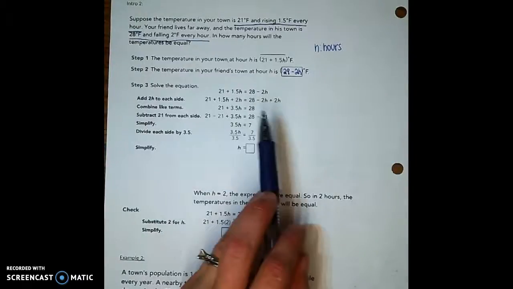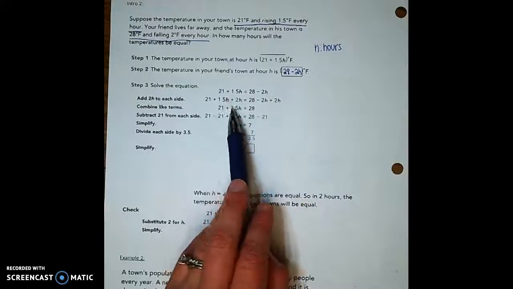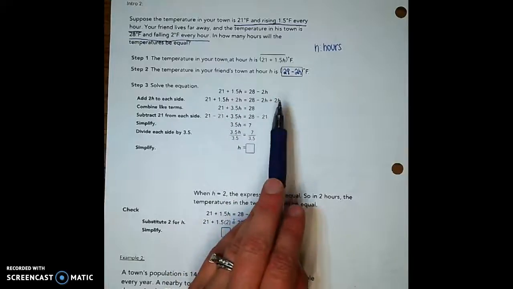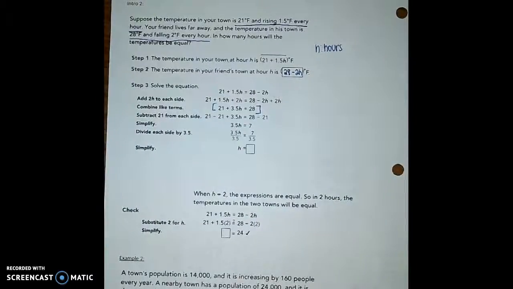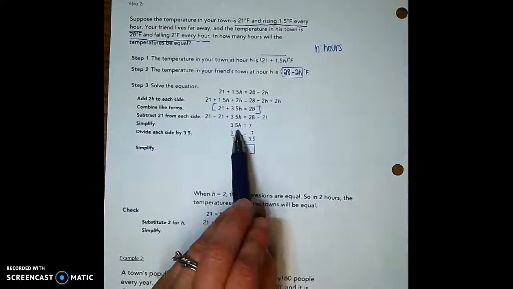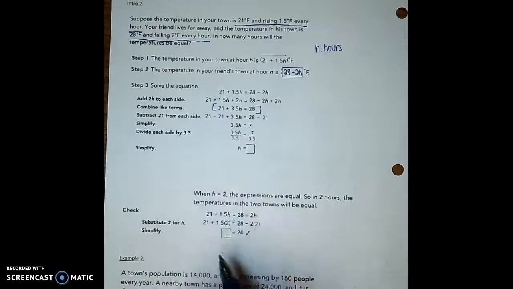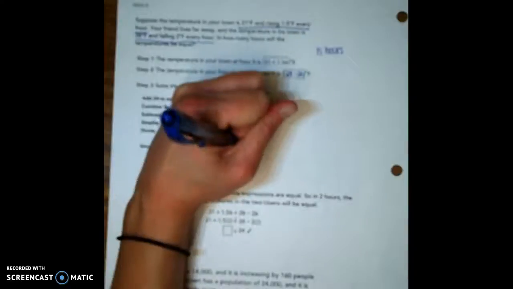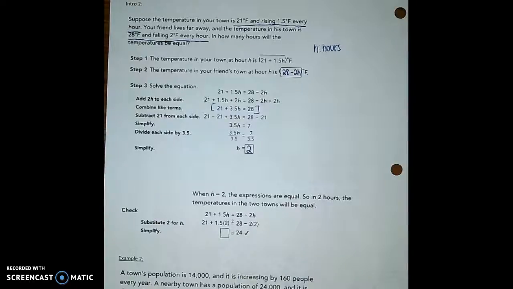Now just like with the other examples, you see if you can simplify anything on either side. You can't. So we end up adding 2H to both sides to get rid of the variable on the right side, move it to the left. And now I have this two-step equation once I get my variables on the same side. Then once I'm solving, I know I need to get rid of 21, so I take away 21 from both sides. That gives me 3.5H equals 7. And then I need to get rid of the 3.5 by dividing both sides by 3.5, and that's going to give me the answer H equals 2. So what that tells me is after 2 hours, the temperatures in the two towns will be equal.